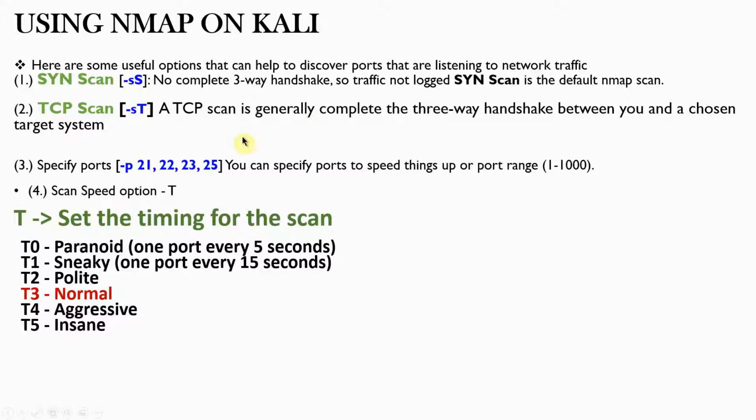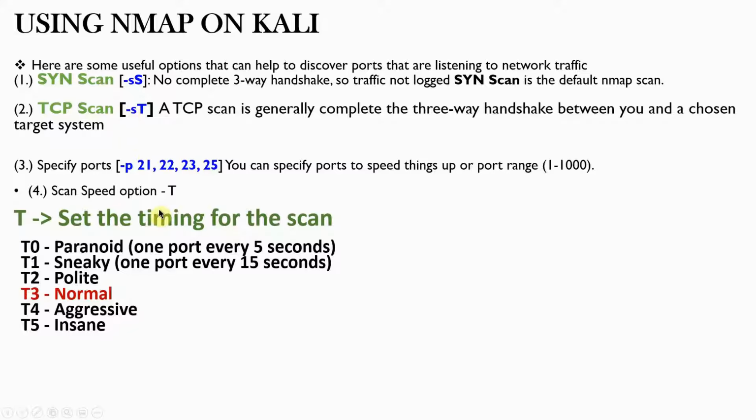This is actually very loud on the network, so it is being recorded. It's being logged. Everything that goes through the TCP connect scan is being recorded. Why? Because it completes all the three-way handshakes. So typically, a lot of pen testers don't run the TCP connect scan. They stick with the default of Nmap, which is the SYN scan, right?